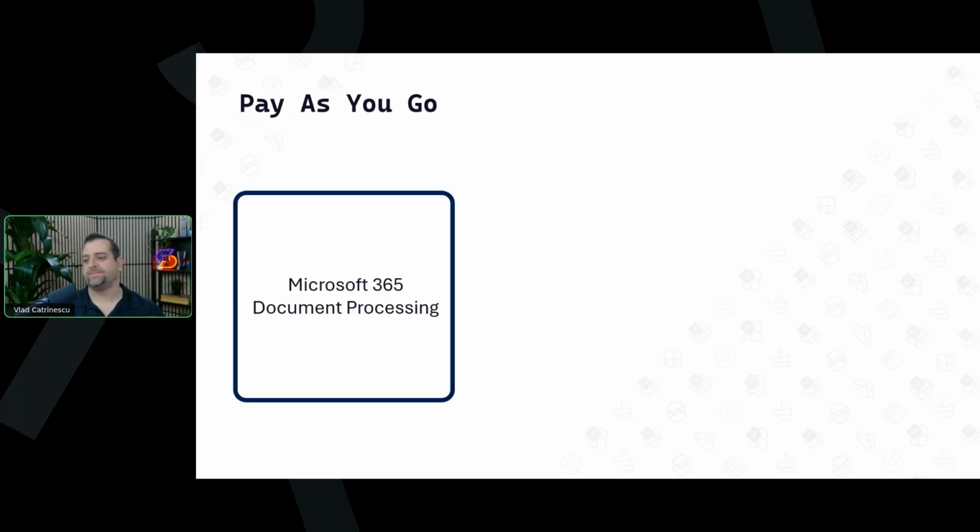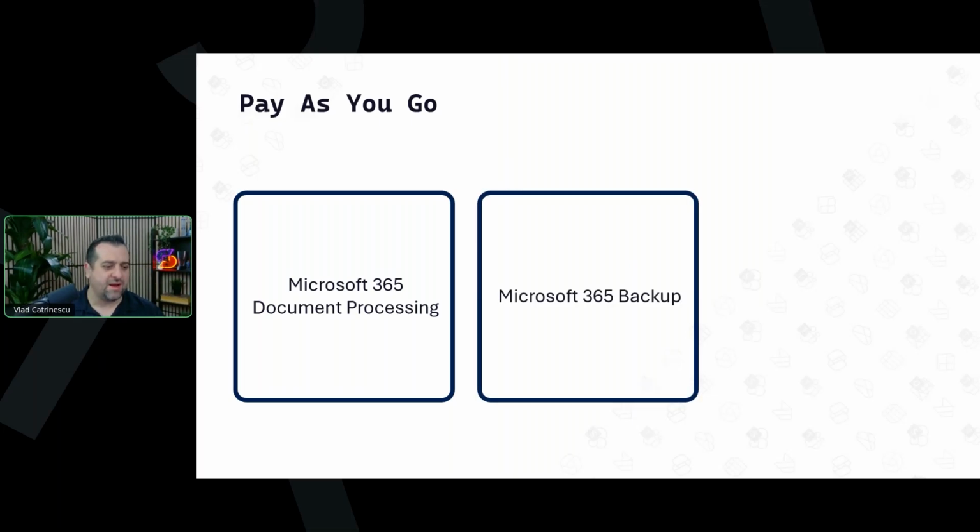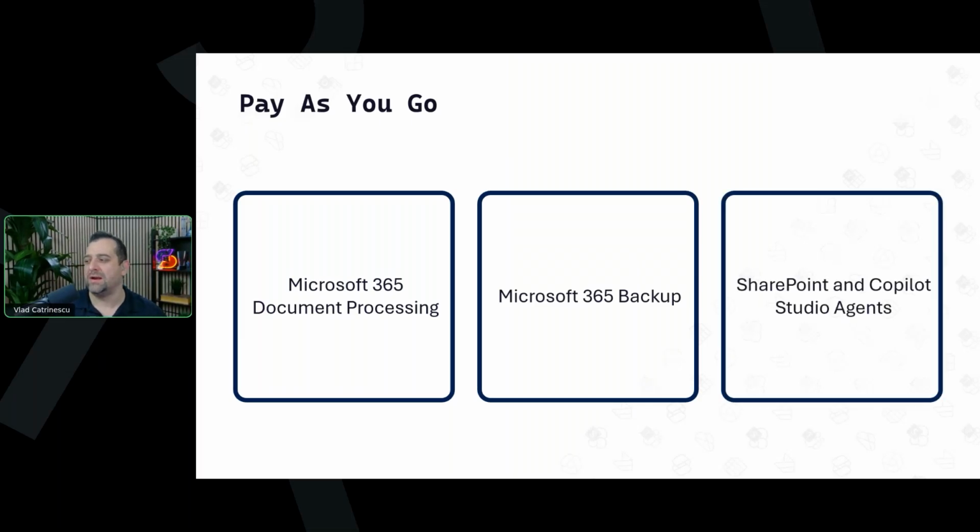So Microsoft 365 document processing is one of them. That is AI and pay-as-you-go. I have a pay-as-you-go example that is not AI, which is M365 Backup. And of course, we have our SharePoint and Copilot Studio agents.